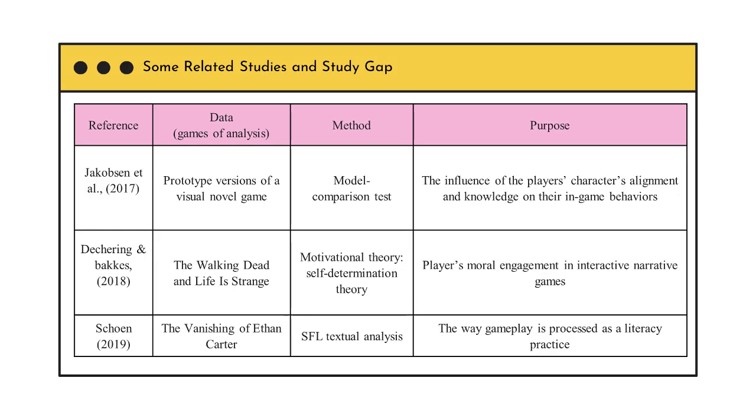When it comes to the literature review, here we have some related studies. As we see, some studies involving video games, using different methods of course, examine the way players engage with the virtual narrative content of the game world and how they build rapidly accumulating knowledge throughout their gameplays. Each study, of course, had a different purpose. For example, the first study we have examined the influence of the player character's alignment and knowledge on their in-game behaviors. The next study examined the way the semiotic structure and design of the game motivates player agency emotionally and, more importantly, ethically and morally.